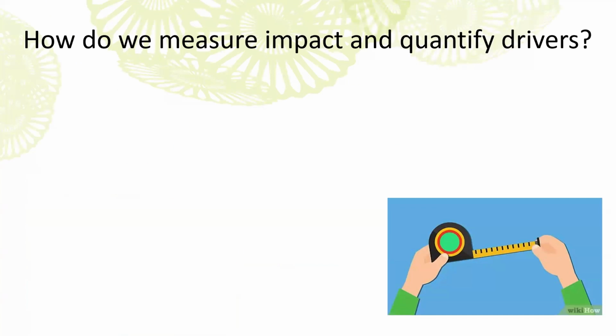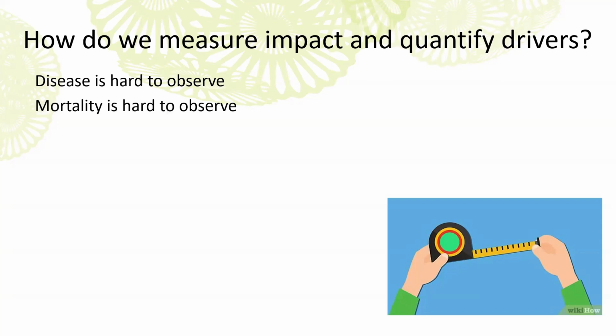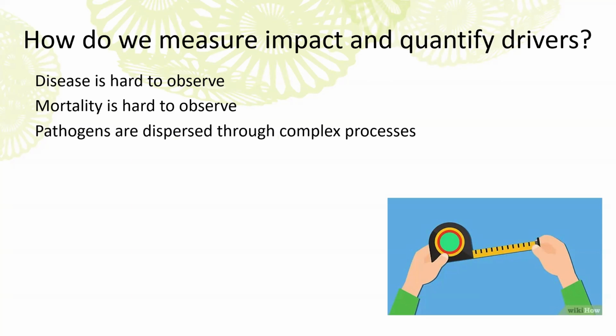So how do we measure and quantify drivers and impacts of disease in the ocean? This can be really challenging. Disease is often hard to observe. We don't always get these obvious lesions that are very visual. Sometimes we need more complex molecular tools that can be very expensive. Mortality is hard to observe. Dead animals don't stay in the ocean for long. They're often eaten quickly. We have very complex processes that distribute pathogens in the ocean.